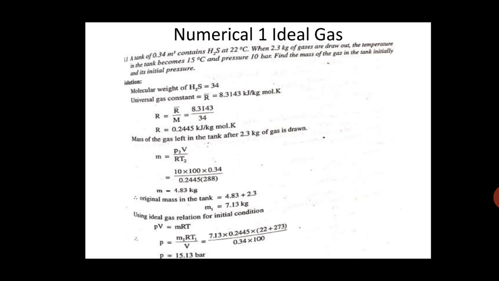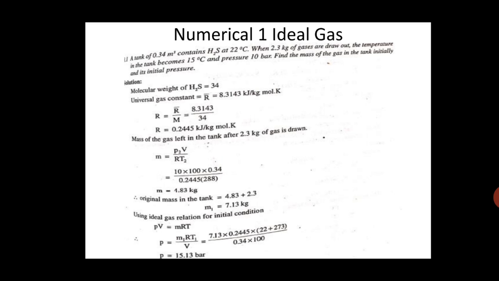Now again using the ideal gas relation, PV is equal to MRT, we are finding P because we know M, R, T and V. Here again the pressure we are dividing by 100 so that you get it in bar. Otherwise, if you don't divide, you can write it in kilopascals. Okay, so this is how you solve a problem.